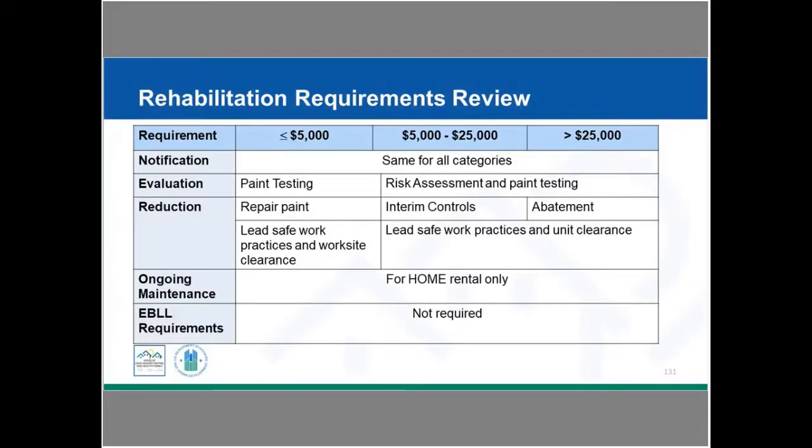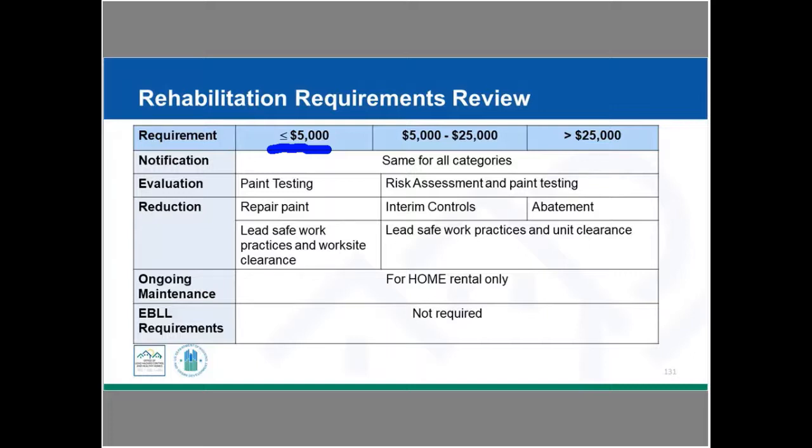But just to remind you, for this first category, up to and including 5,000, we have the evaluation method. Remember, evaluation is our way of trying to determine if there's lead or lead hazards in the unit. So for up to and including 5,000, for our evaluation, we're doing paint testing of the surfaces to be disturbed. So for this first category, we're really just looking at the work area. We're not looking at the whole entire unit. We're just really focusing on the work area. So paint testing of surfaces to be disturbed.